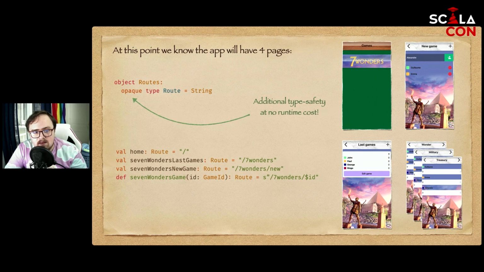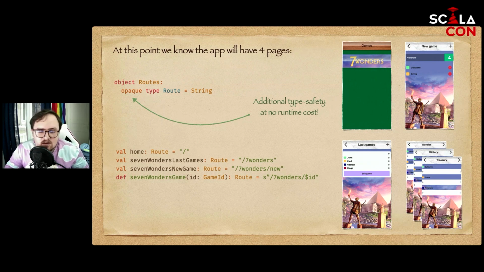So in that module, I have defined the opaque type Route and the few routes of my application: the home page, the 7 Wonders Last Games page, the new game page, and also a method that takes a single game ID and outputs the URL, or rather the route for this game, the page that lets you edit the scores for that single game.